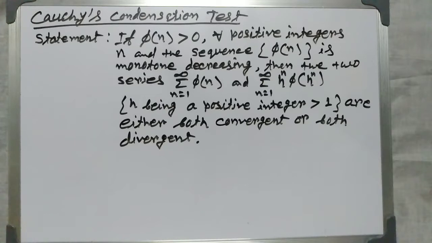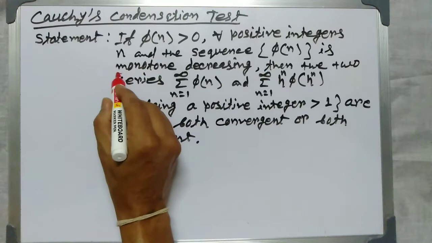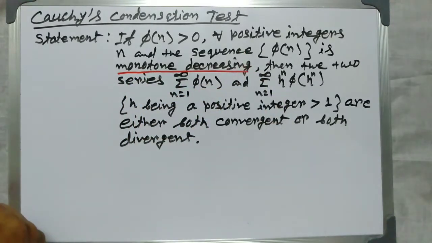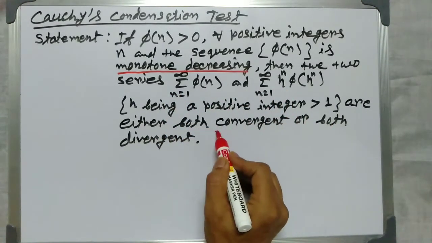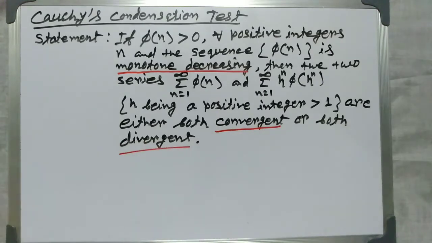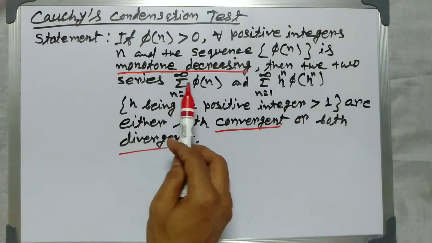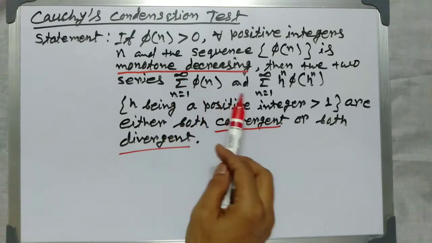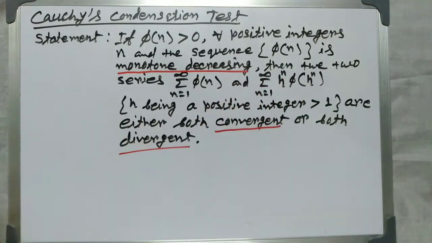Look, this sequence phi n is monotone decreasing, and these two series, summation n equals 1 to infinity phi n and summation n equals 1 to infinity h to the power n phi h to the power n, are both convergent or both divergent. This is the statement.